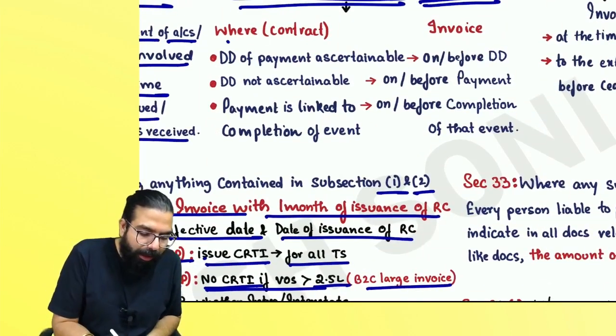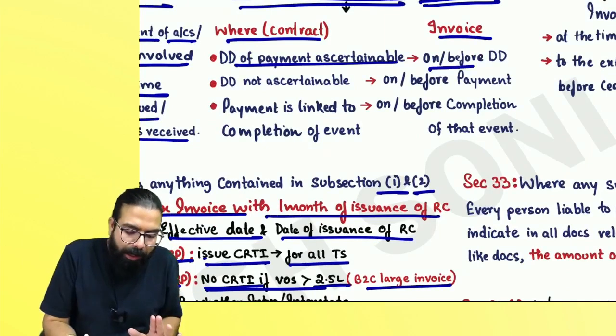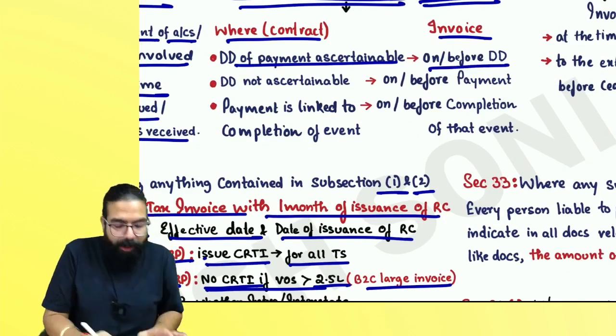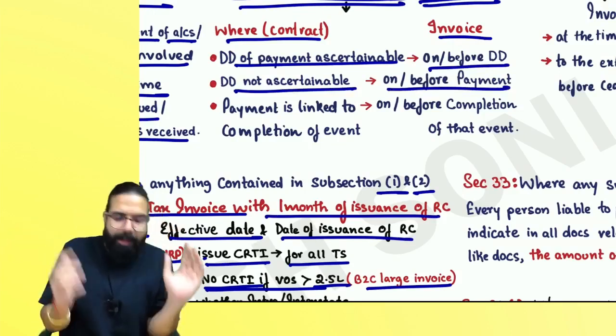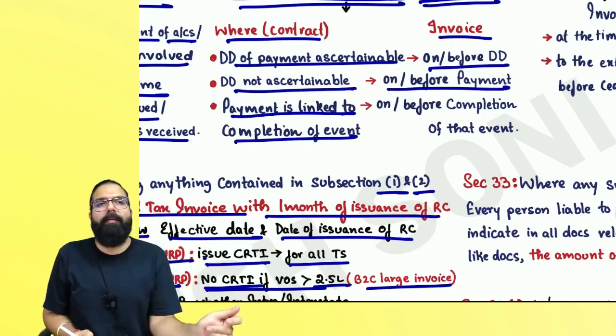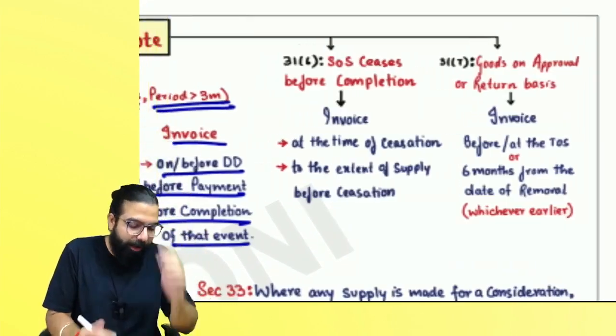Now, the next one is where there is a contract and invoice. If the due date is ascertainable, the invoice should be given on or before the due date. If the due date is not ascertainable, on or before I receive the payment, I should go ahead and give the invoice. If payment is linked to completion of an event, on or before completion of that event, I should go ahead and give the invoice.